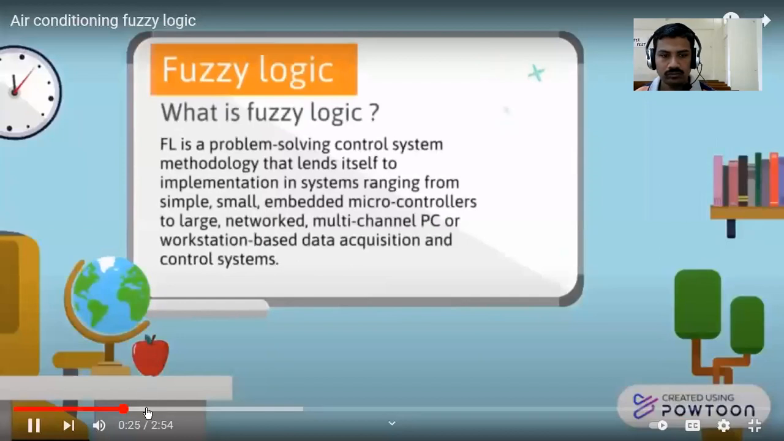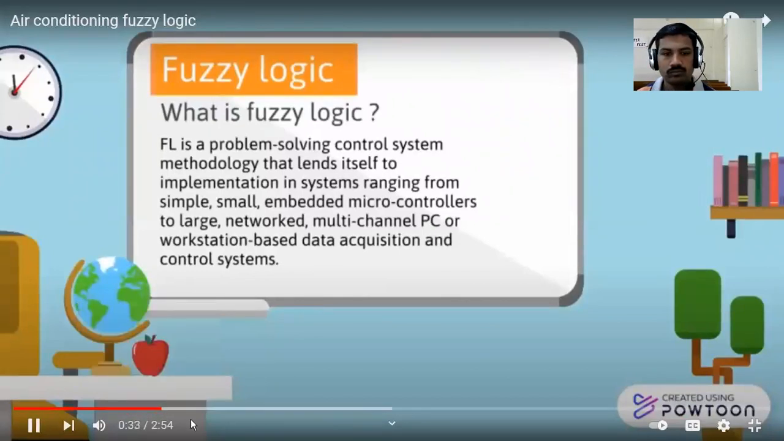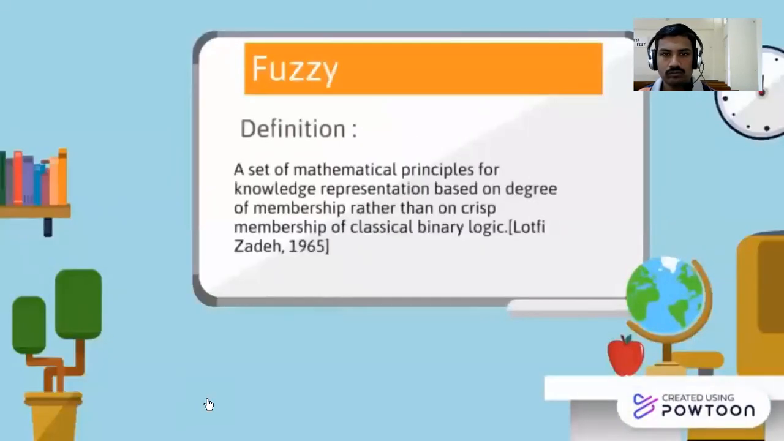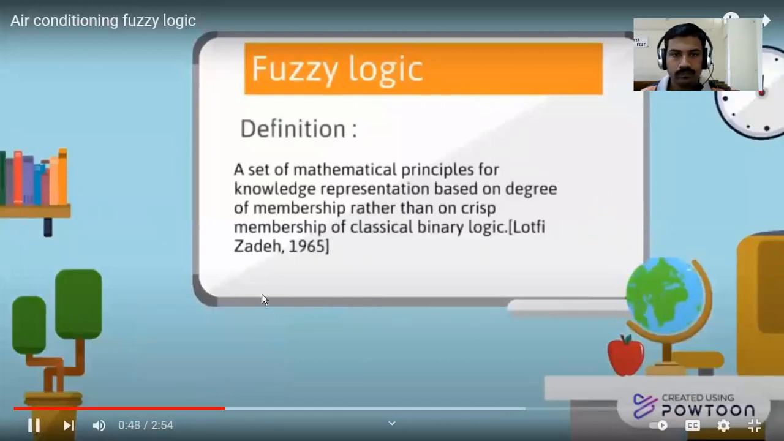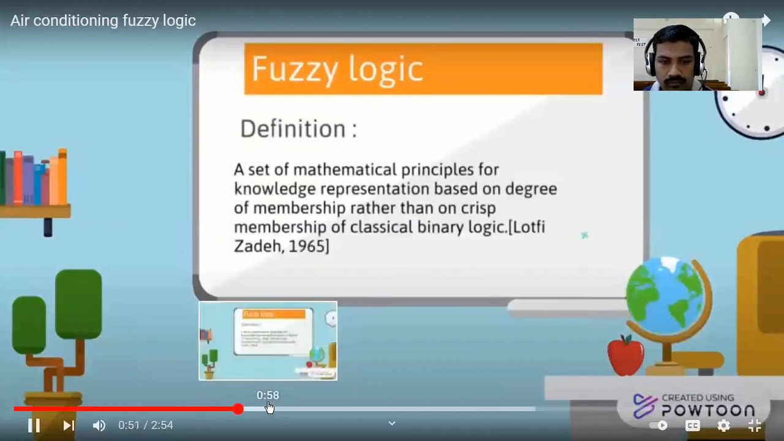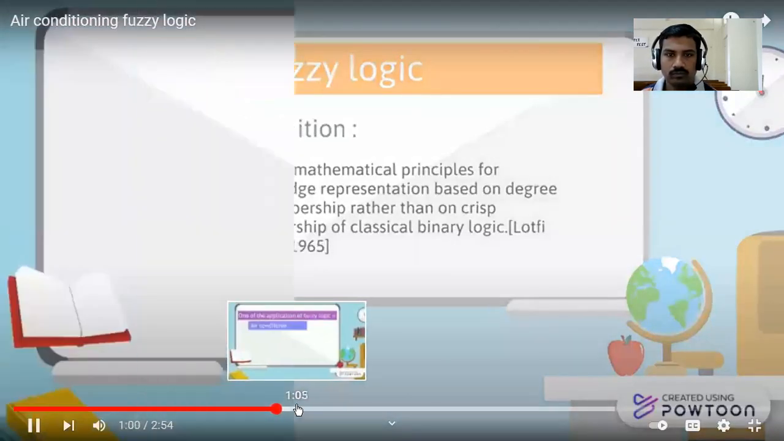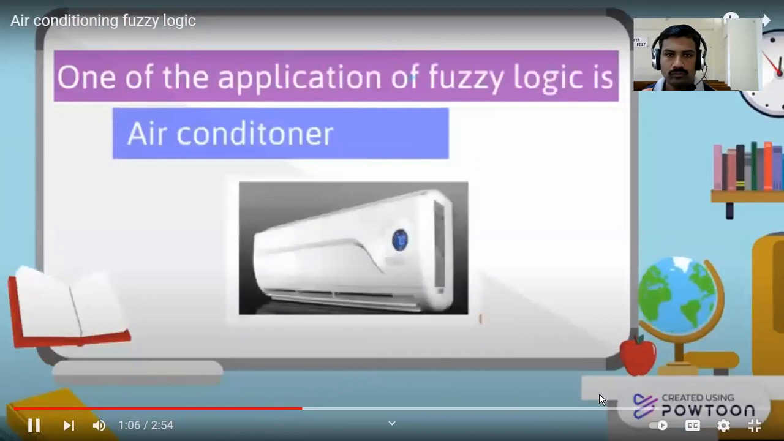What is fuzzy logic? Fuzzy logic is a problem-solving control system methodology that lends itself to implementation in systems ranging from simple, small, embedded microcontrollers to large, networked, multi-channel PC or workstation-based data acquisition and control systems. Fuzzy logic definition: a set of mathematical principles for knowledge representation based on degree of membership rather than on the crisp membership of classical binary logic. It was stated by Lotfi Zadeh, the founder of fuzzy logic, in 1965. One of the applications of fuzzy logic is air conditioning.